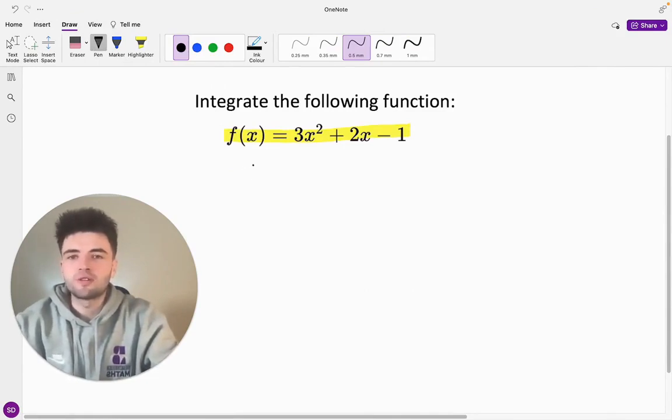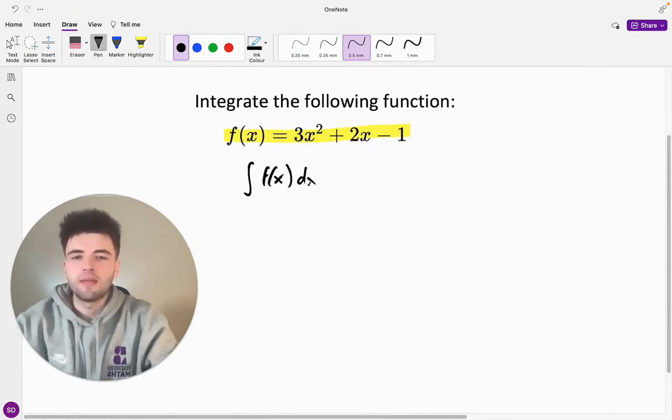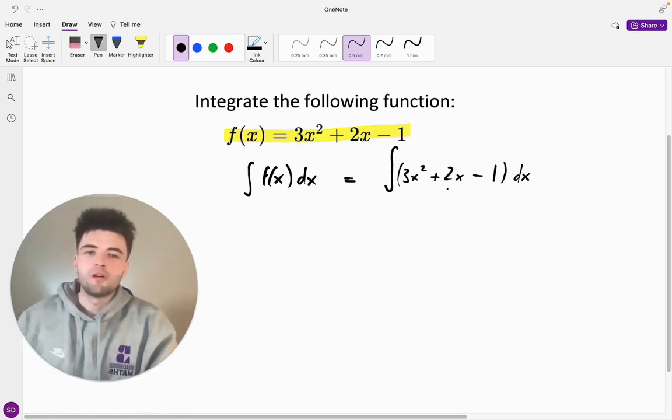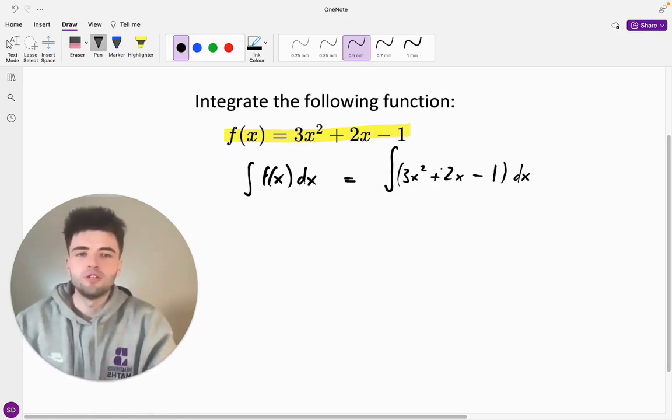So to find the integral of this, what we're going to do is integrate it with respect to x, because it's a function of x. So we're going to be finding the integral with dx at the end. And so what that's going to look like is just this. And we know that the nice thing about polynomials is we can just integrate each term individually and then add them back together to find the overall integral.